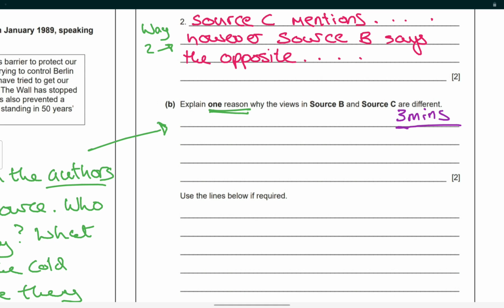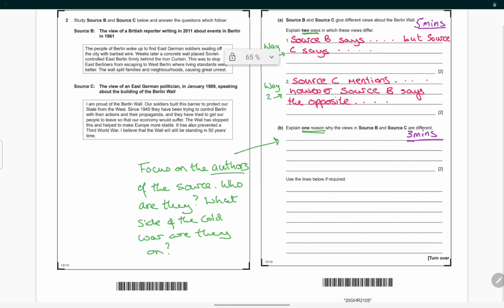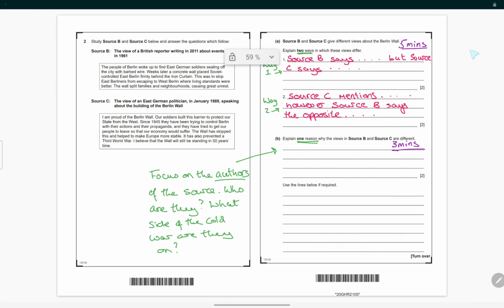That's not enough. You need to say these sources are different because one is from an American who obviously supports the American president during the Cuban Missile Crisis, or whatever the topic is, whereas source C is from a Russian journalist who obviously supports Khrushchev's actions during the Cold War. So you need to expand it a wee bit and give it a bit of effort to get the full 2 marks. Okay, right, moving on.